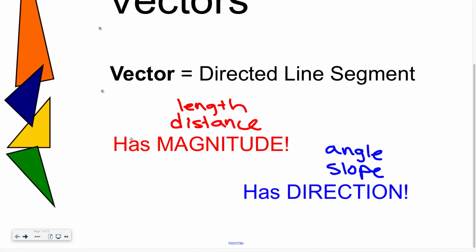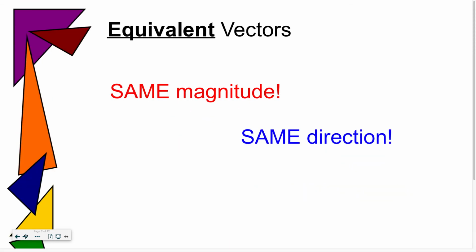Okay. What would be true if two vectors were equivalent? They have the same magnitude and they have the same direction. Excellent. So make sure you've got that down on the next part. Same magnitude, same direction.